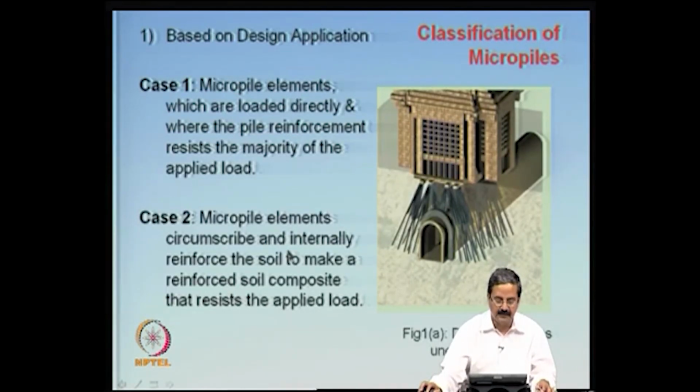The case 2 is that micropile elements circumscribe and internally reinforce the soil to make a reinforced soil composite that resists the applied load. So, in some cases, suppose this is all a reinforced soil area, and you can make sure that this does not lead to instability. So, we will show you some examples of how it can be designed, both as a direct pile element or as an element that works as reinforced soil.